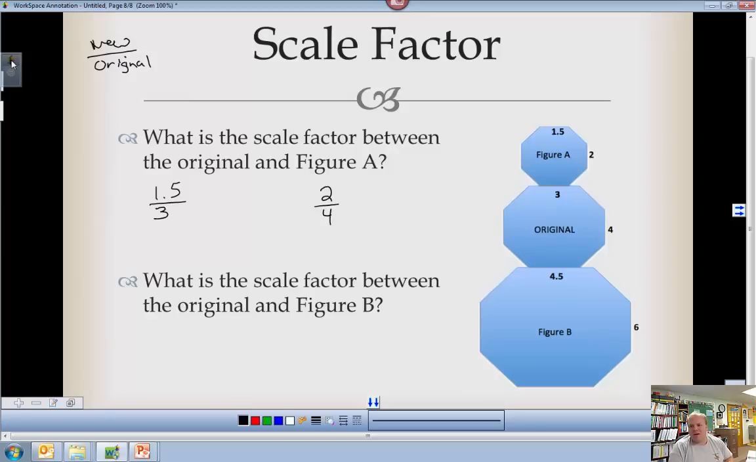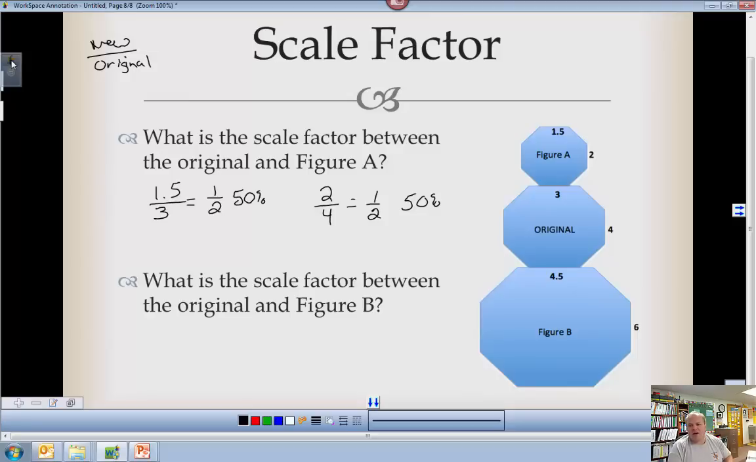So this side corresponds to this side. This side corresponds to this side. If I reduce 1.5 over 3, it reduces to 1/2, or I know that is the same as 50%. 2/4 also reduces to 1/2, which is also 50%. So figure A is 50% of the original shape.